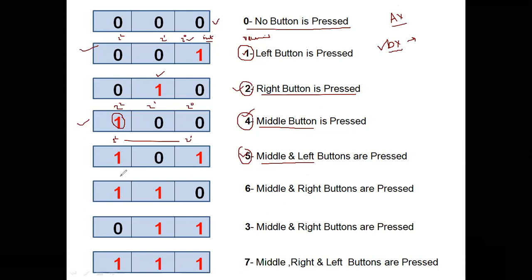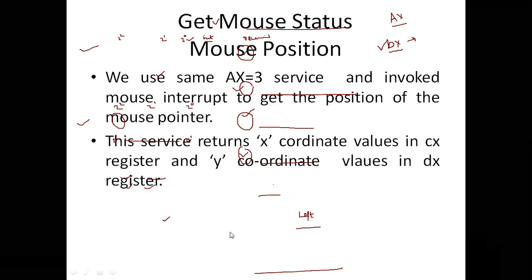Likewise we have other combinations. It shows middle and right pressed, right and left pressed, and all three buttons, middle, right, and left, pressed together. So these combinations exist. Now let's see with the help of code.